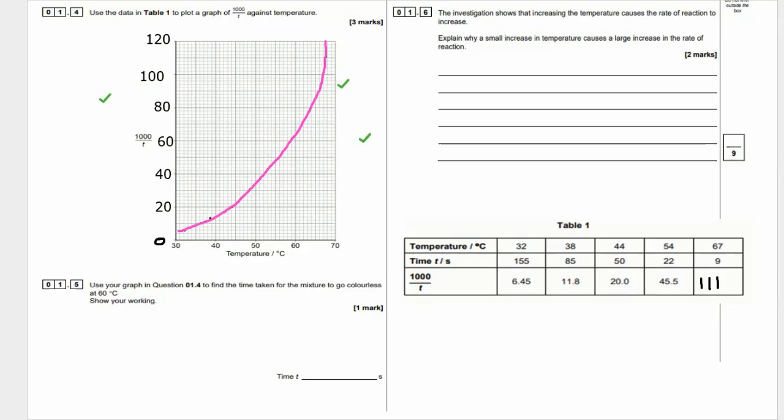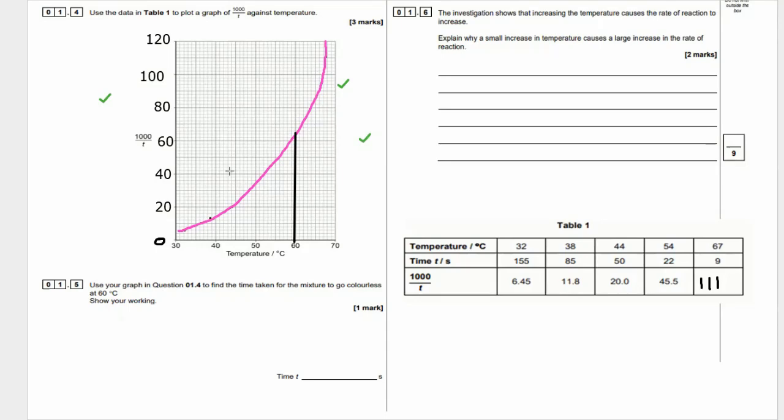The next thing we want to do is say, use your graph to find the time taken for the mixture to go colorless at 60. So what we're looking to do here is draw a line going up at 60 to meet our curve. And then we're going to draw a line going across. That is like the worst line going across. So it's about 64. Let's just double check that because my lines don't look too great.